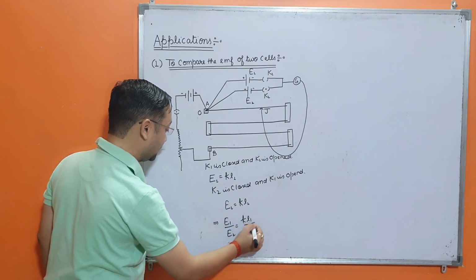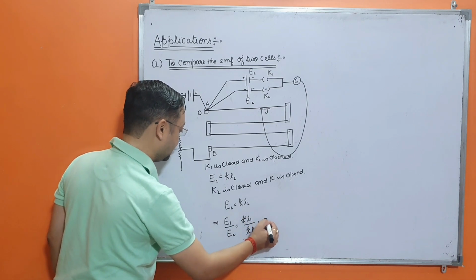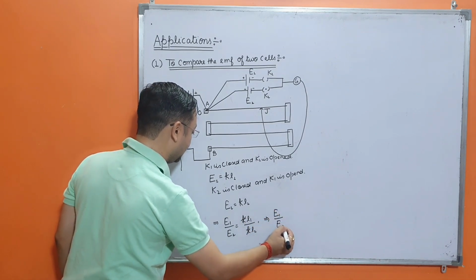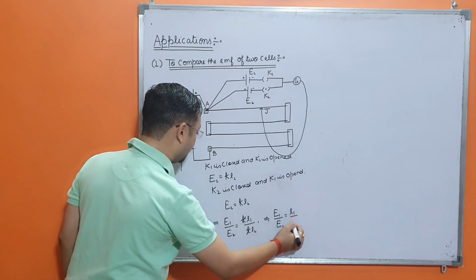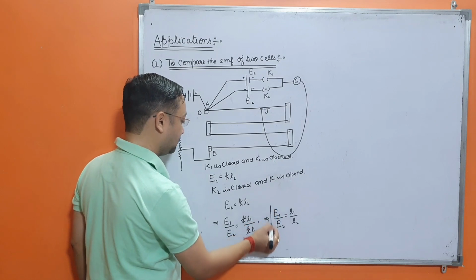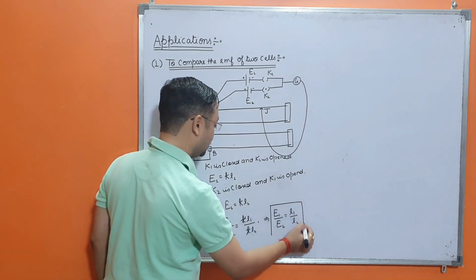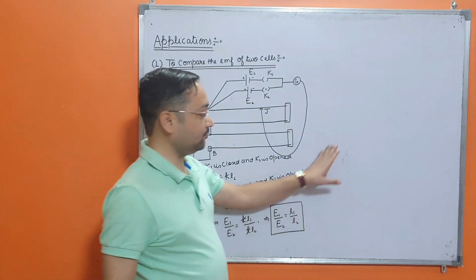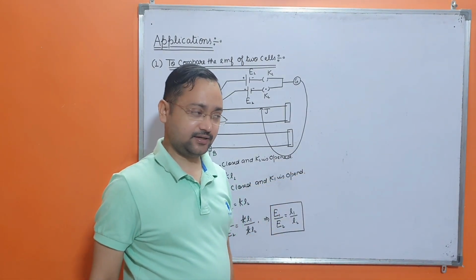is KL1 upon KL2. This K and K get cancelled, and this implies that E1 upon E2 equals L1 upon L2. In this way, you can compare the EMF of two cells by using a potentiometer.